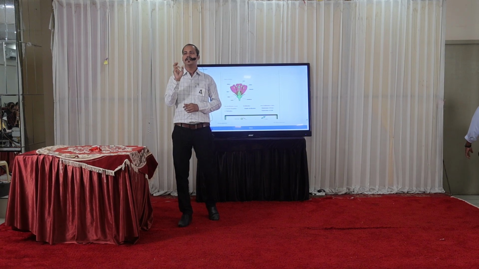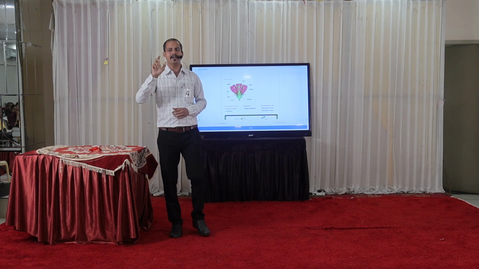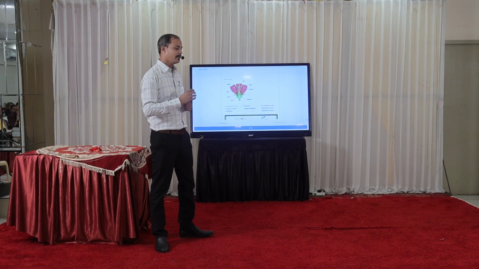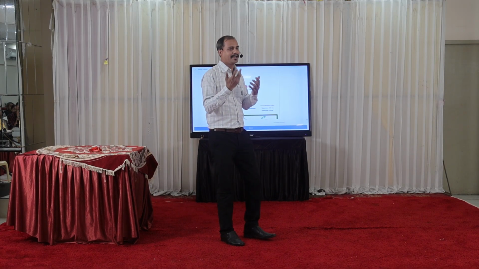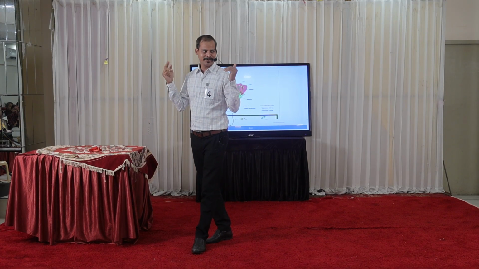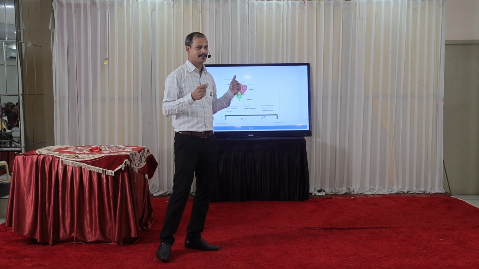Now, the sepals are green leafy structures. Their function is to protect the flower during the bud stage. What is the function of sepal? It protects the flower during the bud stage. Now, the petals are bright colored, they attract insects, and they also have sweet nectar.